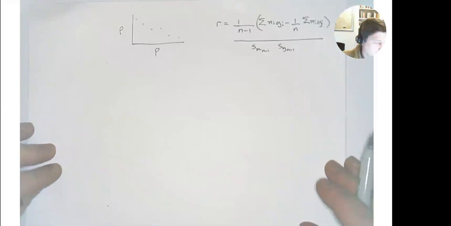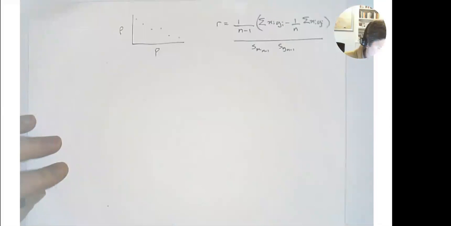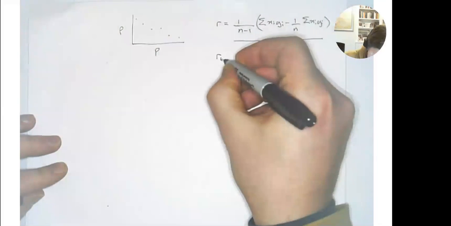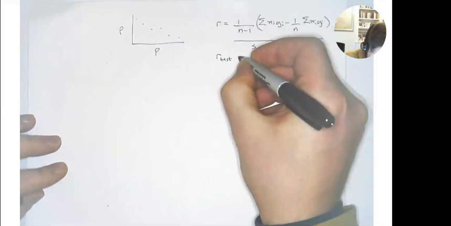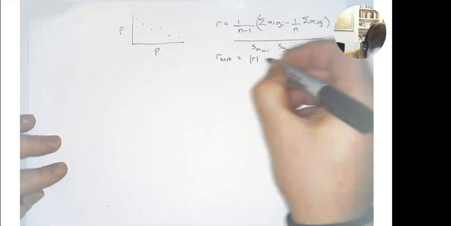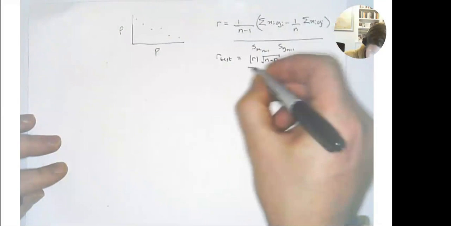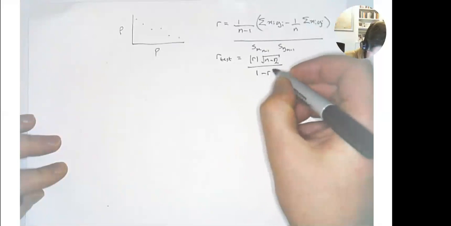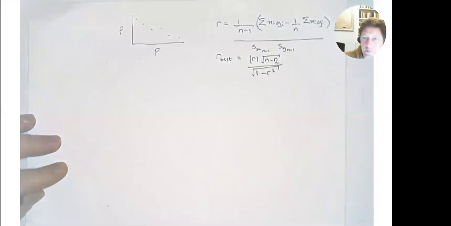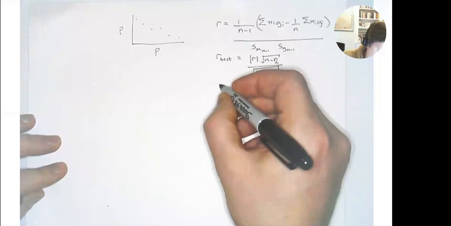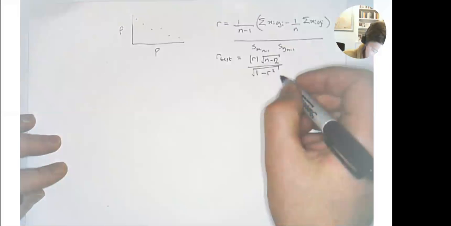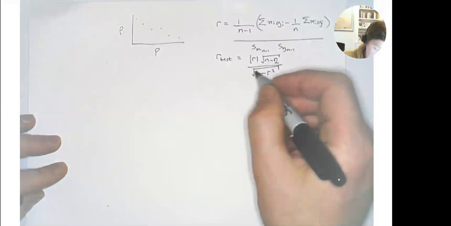And so to find out if there is a correlation, we have to apply a test. The test involves us calculating a different parameter, a test parameter, r test, which is equal to the modulus of r times the square root of n minus 2, divided by 1 minus r squared. And this is a t-test, or t-distribution, that we will do to it.